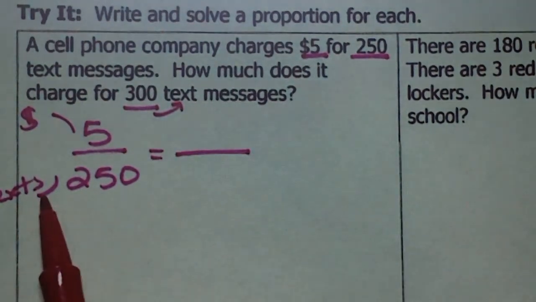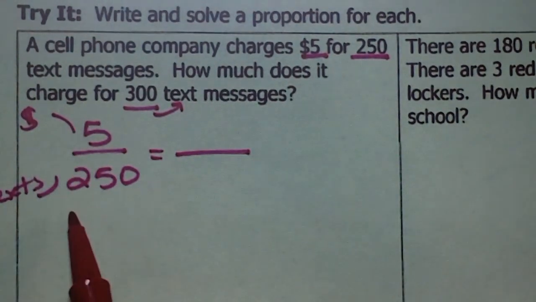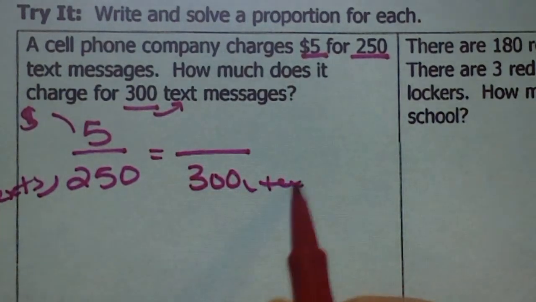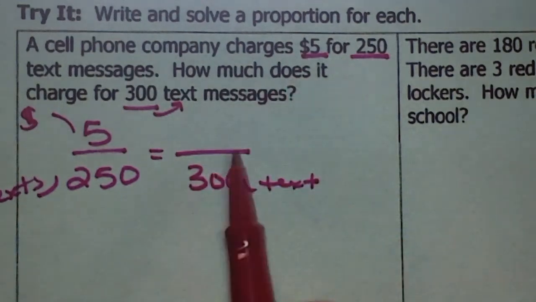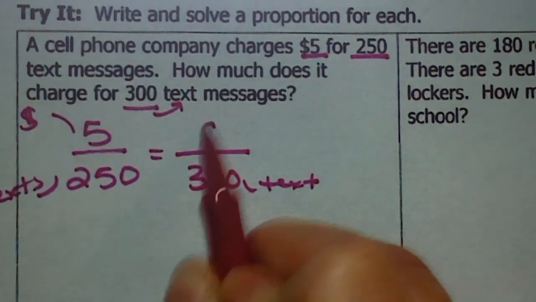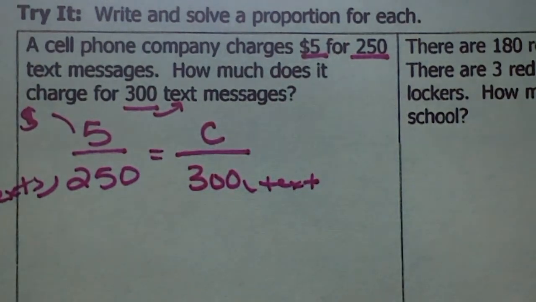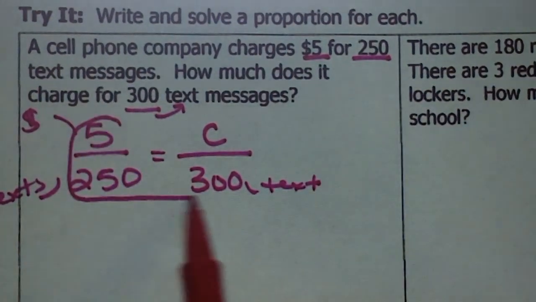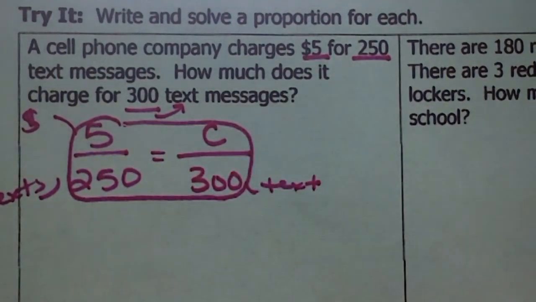The text messages in your original ratio are on the bottom. You need to put the text messages across from the other text messages. That means we're trying to figure out the cost here. You can pick whatever letter you want. I'm just going to use C for cost. You could use X if you want, because we're always used to using X all the time. That's fine. So right here, this 5 over 250 equals C over 300 is the proportion I can solve to figure out the cost.